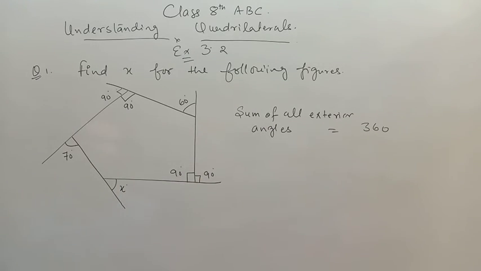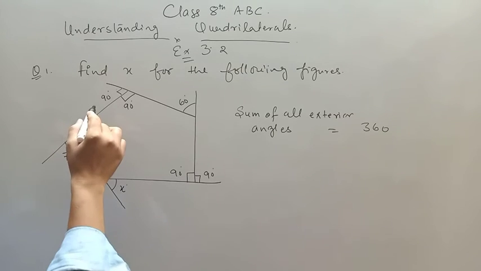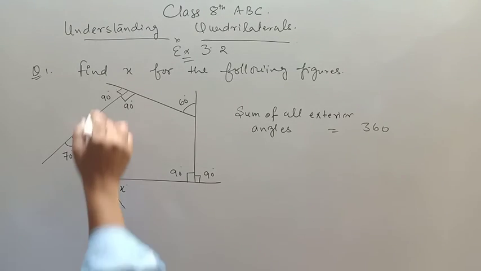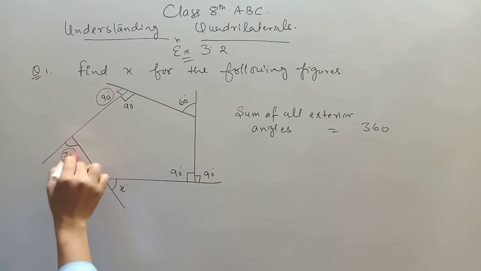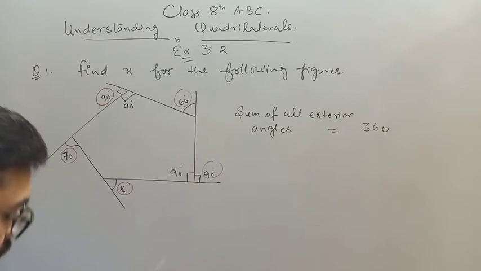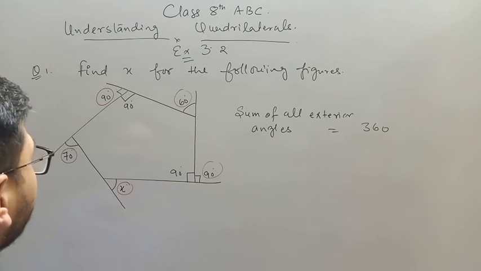Now you have the sum of all exterior angles equal to 360. So you have exterior angles. Okay, I'm marking it with a different color. This is an exterior angle 1, 2, 3, 4 and 5. So all these 5 angles are the exterior angles. Now you just need to add up all these values.